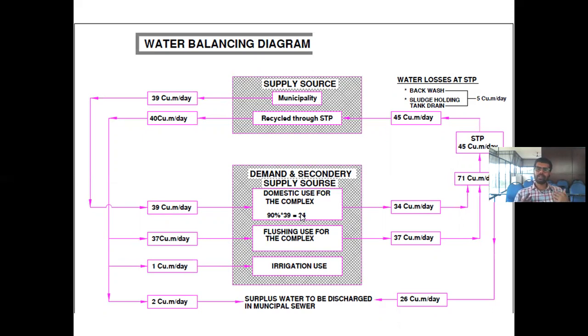source. If there is something extra, or if there is some surplus water, that surplus water can be or should be discharged to the municipal sewer. It will be flowing to the municipal sewer. So this is called water balancing. So when you are trying to do a project, you have to balance the water distribution in such a way that you should not waste any water, or if some surplus water is there, that water has to be discharged into the municipal sewer.